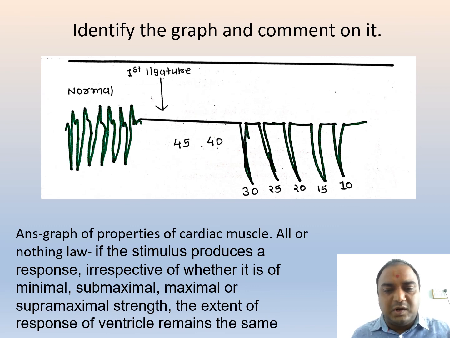So this graph shows a property of cardiac muscle, the all or nothing law, or you can say all or none law. If the stimulus produces a response, irrespective of whether it is minimal, that is threshold, then submaximal, maximal or supramaximal in strength, the response will be the same, either response or no response. So it is the all or nothing law.